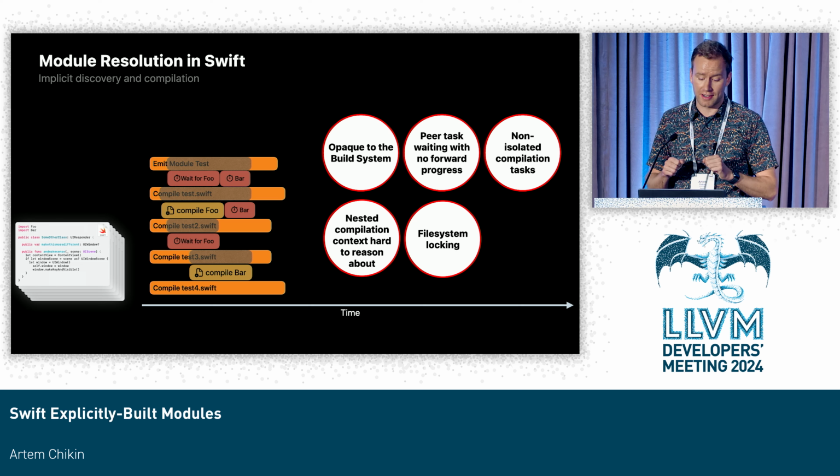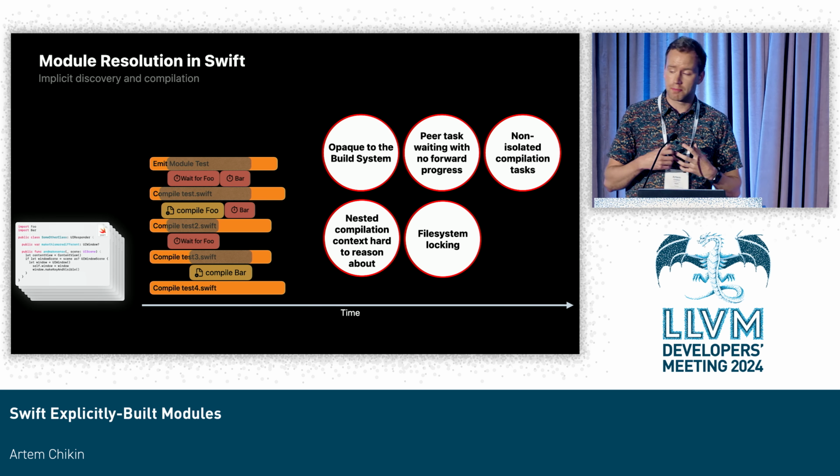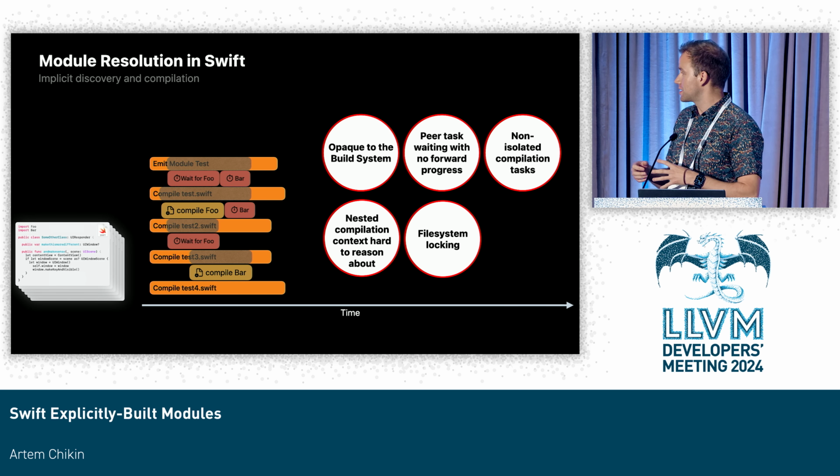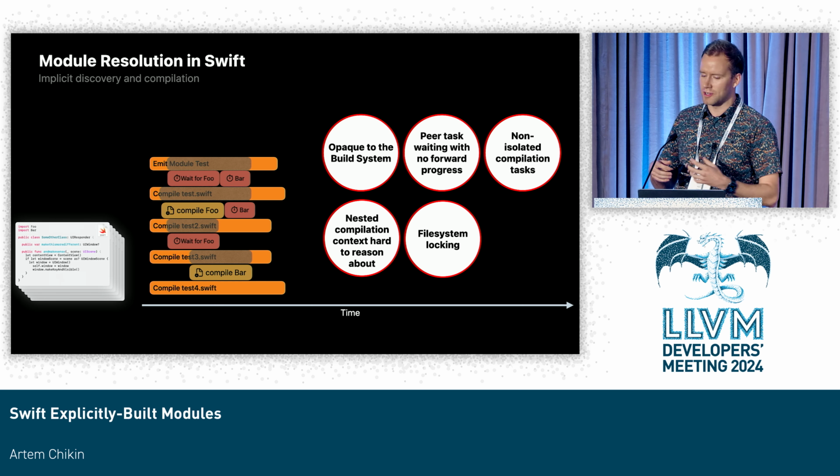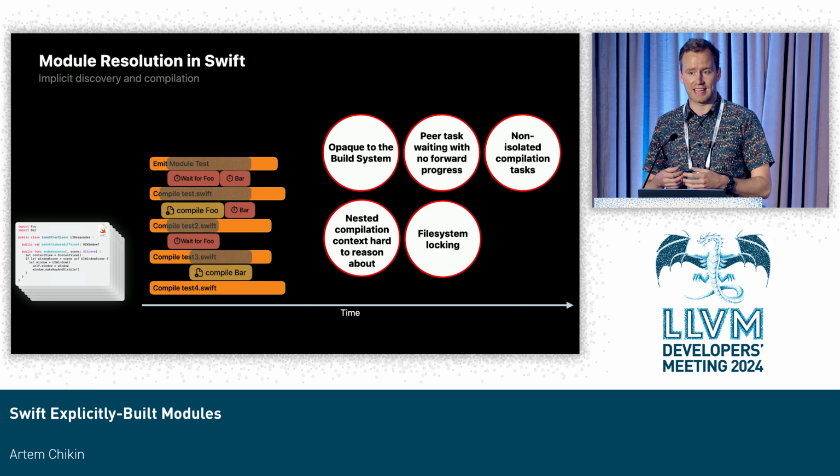Notably, these tasks are non-isolated. And what that means is when we spawn these tasks, neither the build system nor the compiler actually know what files are going to be used as inputs to this compilation task, what files are going to be produced by this compilation task, which can be a useful property to have.